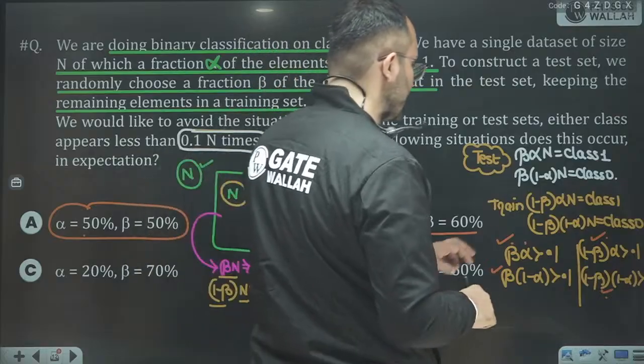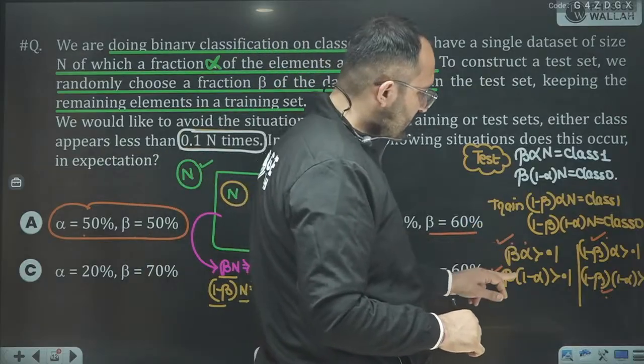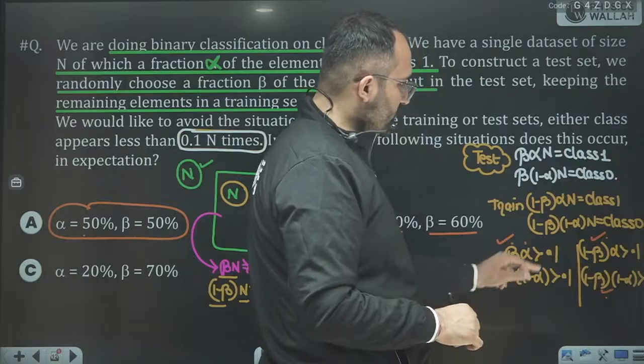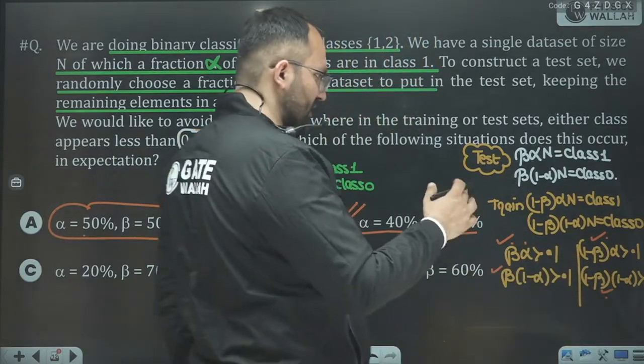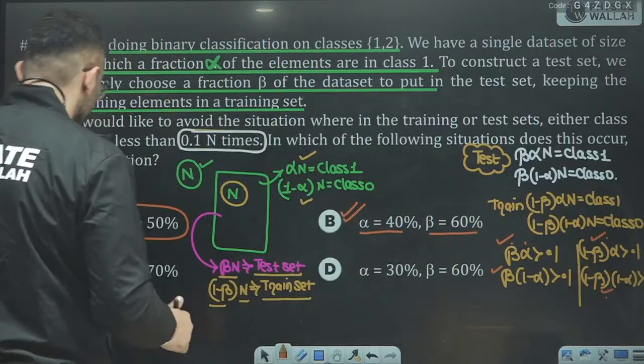Okay, because we can say the conditions will be 0.4 into 0.6, 0.6 into 0.4, 0.4 into 0.4 and 0.6 into 0.6. So these will be the conditions. I think all of them will be getting satisfied here.